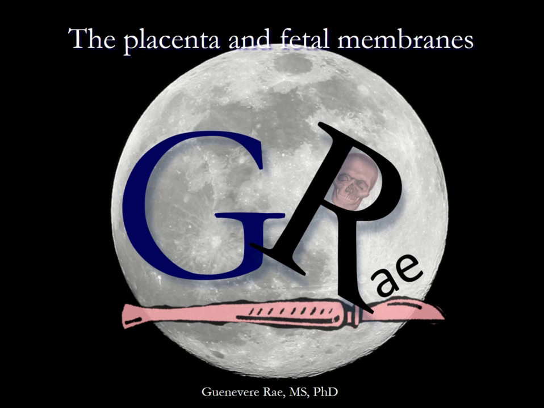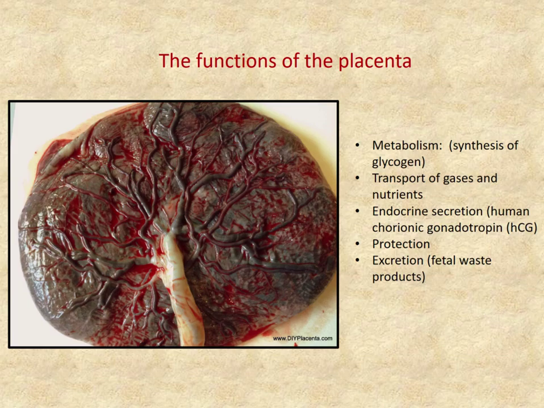Hi, I'm Dr. Ray, and I'm here to talk to you about development of the placenta and the fetal membranes. The placenta has many functions, some of which are listed here. It's going to synthesize some products like glycogen, but also other things like human chorionic gonadotrophin and some other hormones.